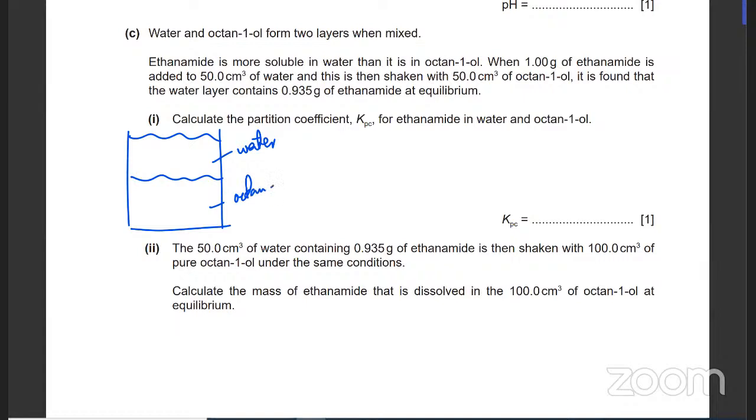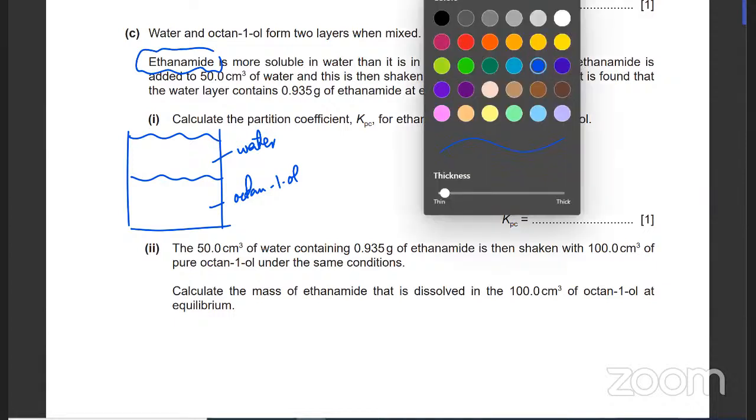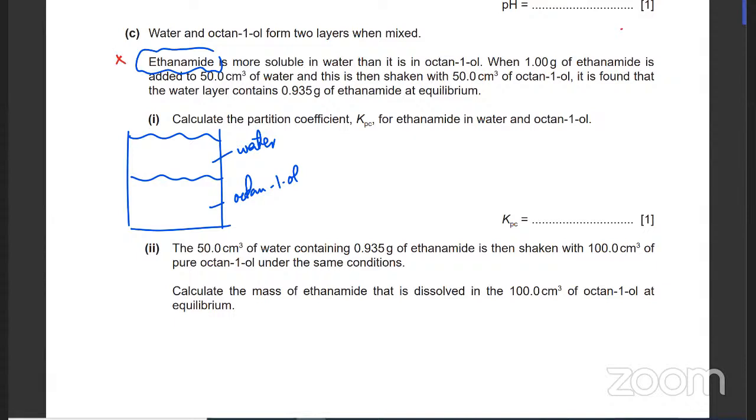हमारे पास इथेनेमाइड है, octan-1-ol और वाटर अलग है. नहीं, water and octan-1-ol form 2 layers. ठीक है. Ethanamide is the substance that is mixing in the 2 layers. Do you get the point? Oh, अच्छा जी ठीक है. So I'll just call ethanamide as the solute. So there's going to be some of ethanamide in water, and there's going to be some of ethanamide in octan-1-ol, right?